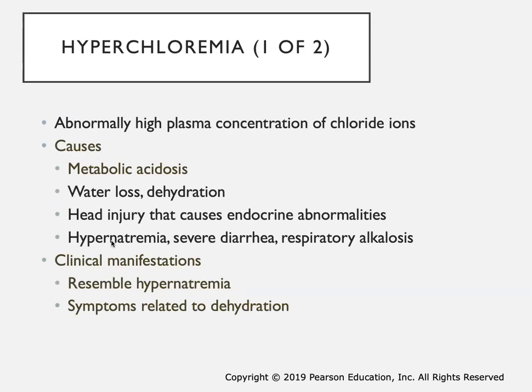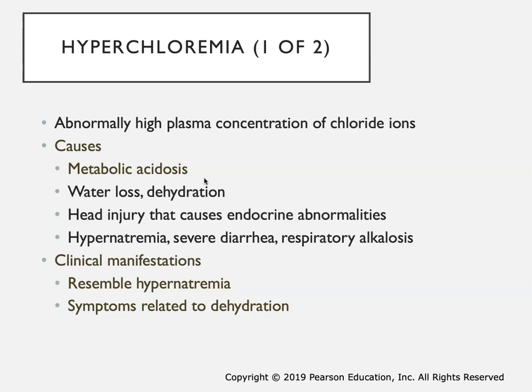Okay, so now we're going to talk about what happens if you have too much chloride, right? So obviously hyperchloremia, an abnormally high plasma concentration of chloride ions. What are some of the causes? Metabolic acidosis. We defined metabolic acidosis earlier on in the lecture. So if something is causing metabolic acidosis, it's also going to lead to hyperchloremia, an increased concentration of chloride ions. Also, water loss and dehydration will also lead to hyperchloremia.